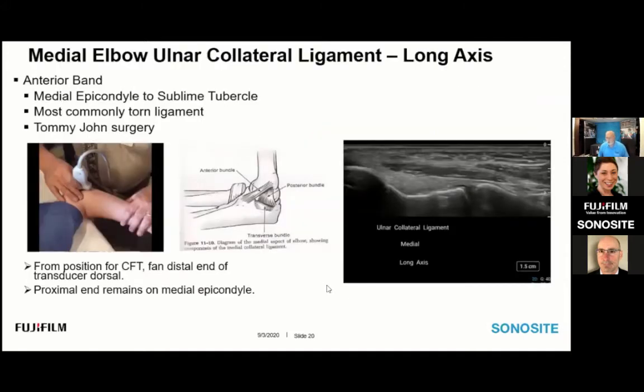To present the ulnar collateral ligament from the transducer position for the common flexor tendon, we're going to sweep or fan the distal end of the transducer until the sublime tubercle of the ulna is seen. This bony acoustic landmark is the distal enthesis for the ulnar collateral ligament. Note that we are seeing the anterior band, which is most commonly injured and repaired via Tommy John surgery. The ligament is seen to broaden proximally and substantially narrow at its distal insertion on the sublime tubercle.